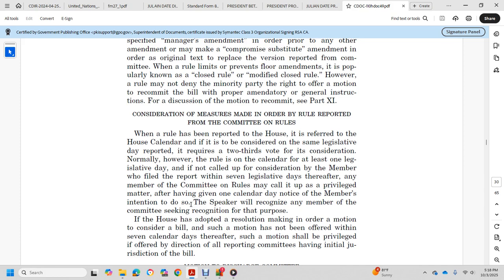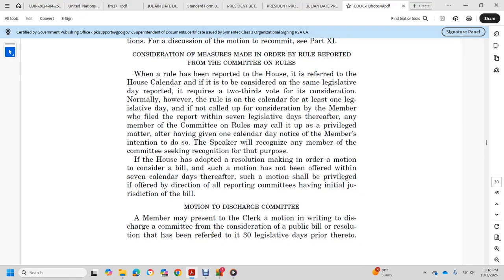The Speaker will recognize any member of the committee seeking recognition for the purpose, and the House adopts the resolution making an order to consider the bill. If such a motion has not been offered within seven calendar days, the motion shall be privileged if ordered with the direction that all reporting committees having initial jurisdiction over the bill are covered. Motion to discharge from the committee.